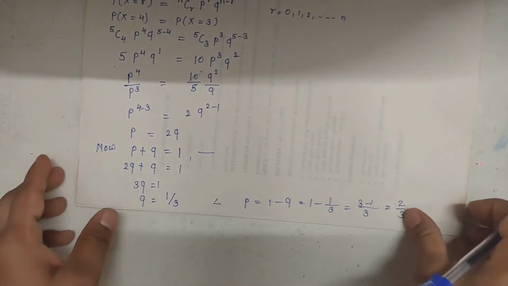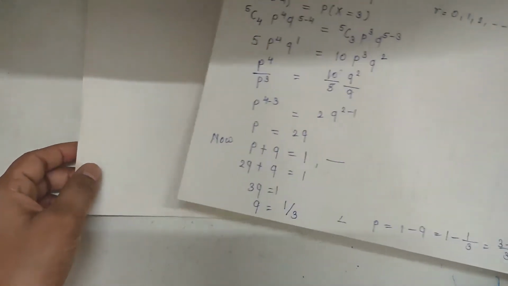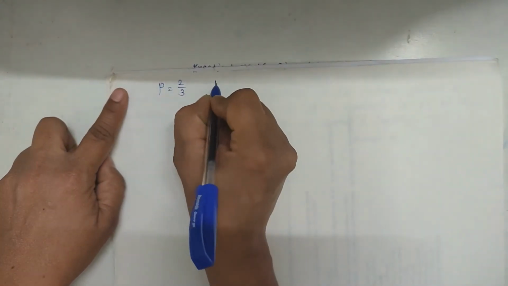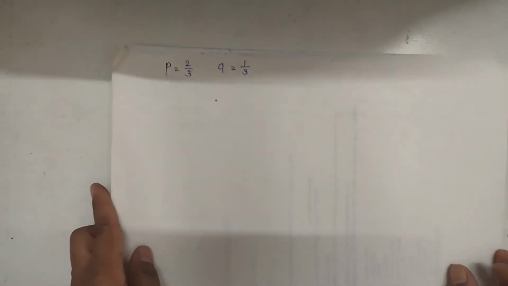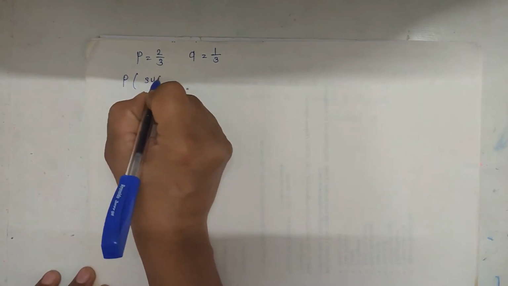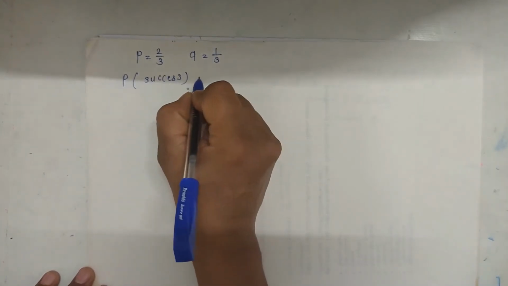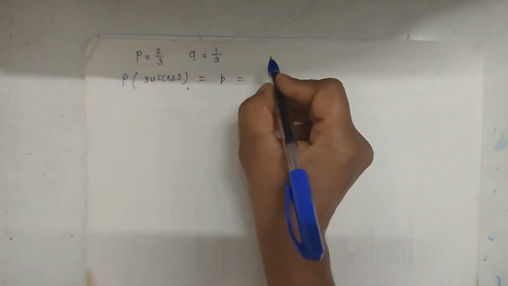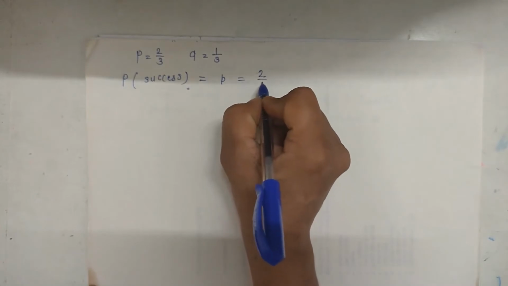So we get p is equal to 2 by 3 and q is equal to 1 by 3. Now here we have to find the probability of success. So probability of success is denoted by small p, and here the value of small p is equal to 2 by 3.